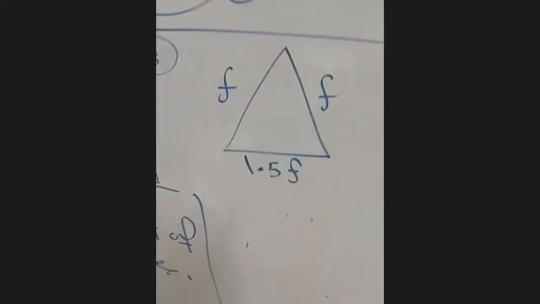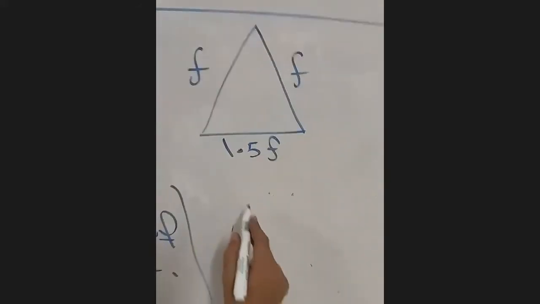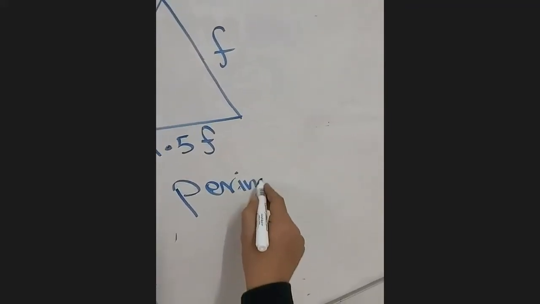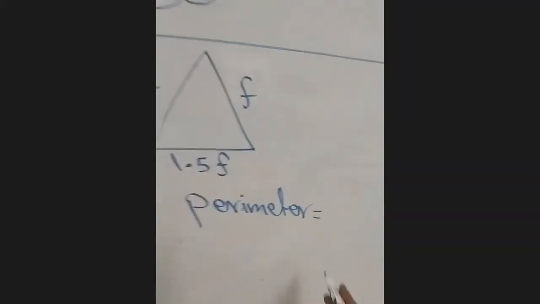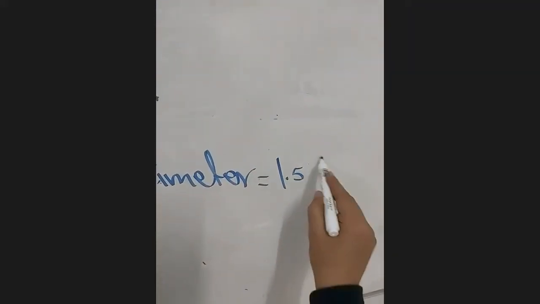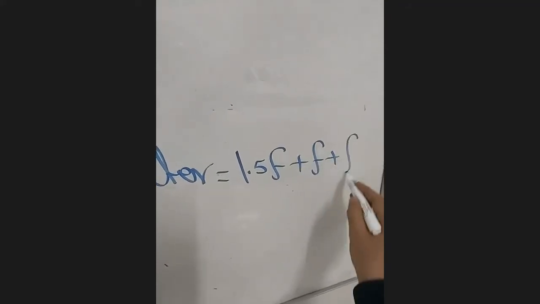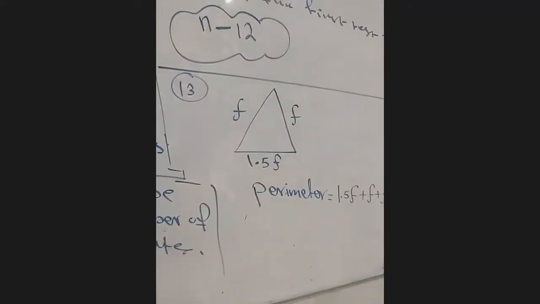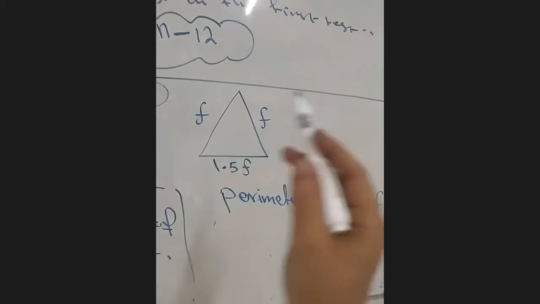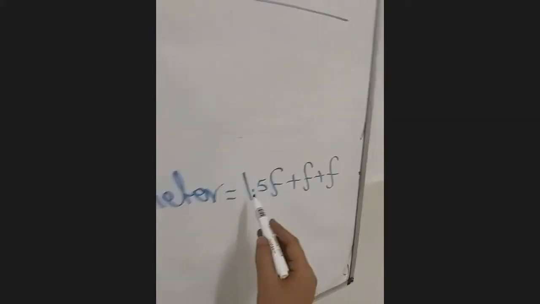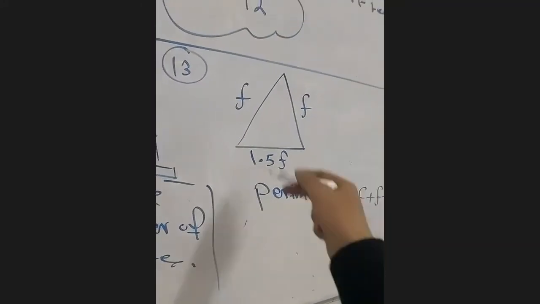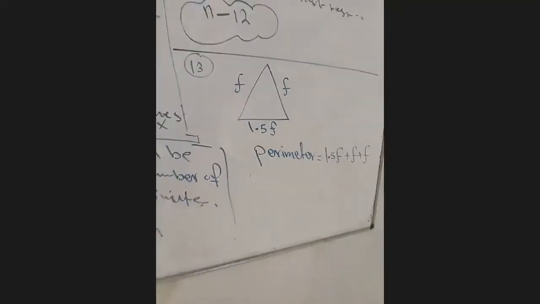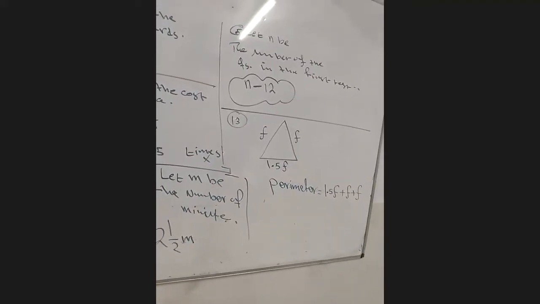So how do we find the perimeter now? The perimeter is to add all the side lengths. It's 1.5F plus F plus F. This is question 13. You can change the variable to S, T, M, whatever you want. This is question 13, guys, and I will erase all of this.